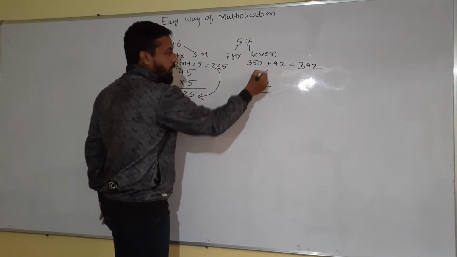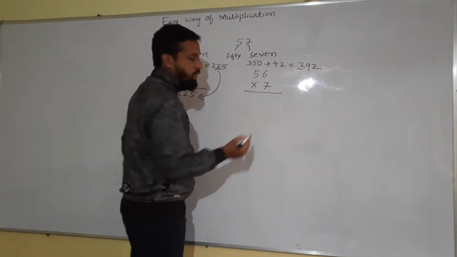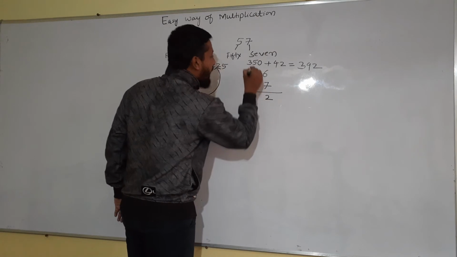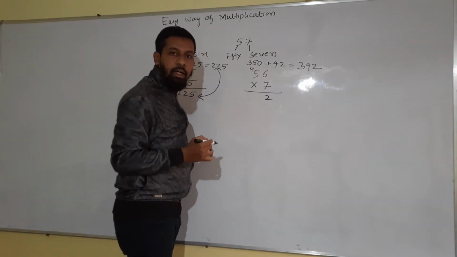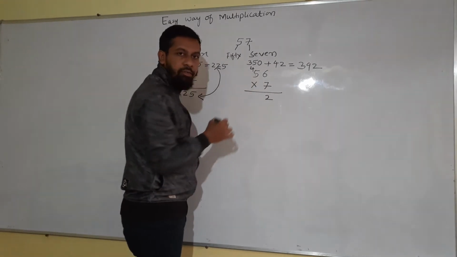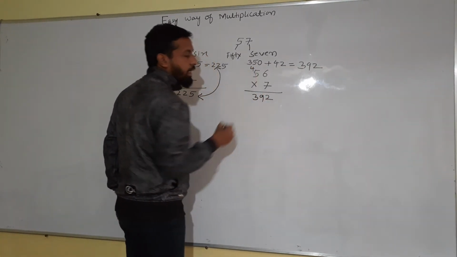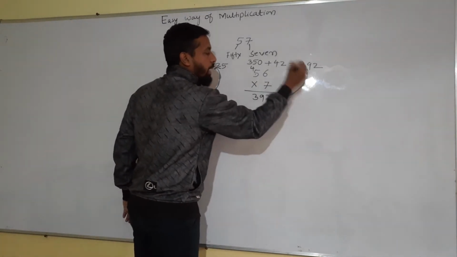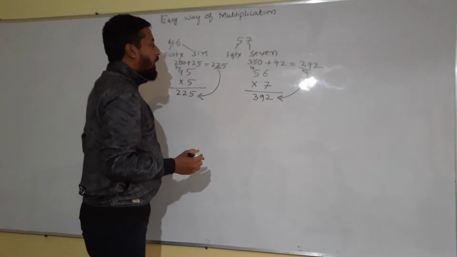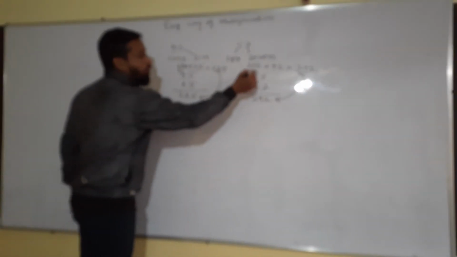By multiplying from the right, you will get the same answer. 7 6s are 42. 2 here and 4 will be carried. 7 5s are 35. 35 plus 4 is equal to 39. This value and this value are the same. In the same way, we can solve 3-digit numbers also.